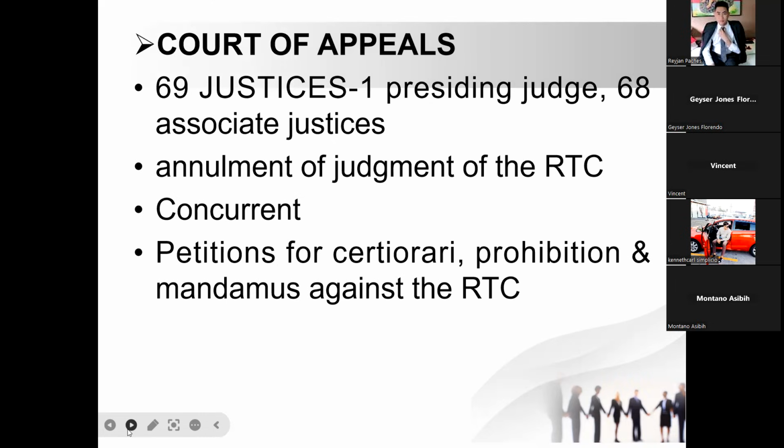Then after kay CA, pupunta na yan sa Supreme Court. Then of course, concurrent, yung mga petitions for certiorari, prohibition at mandamus against the RTC, yan yung mga ini-issue ngayon ni Court of Appeals. But of course, maintindihan nyo yan, class, kapag nag-law school na kayo. Or of course, sa ibang discussion natin, class, i-insert ko yan. Okay? So, madali lang naman yan. Okay? So, Court of Appeals.